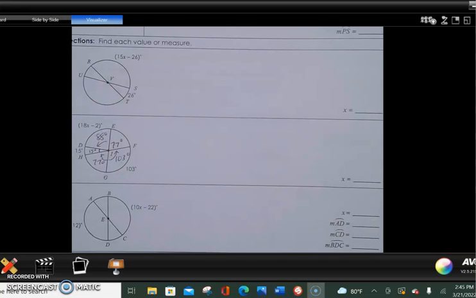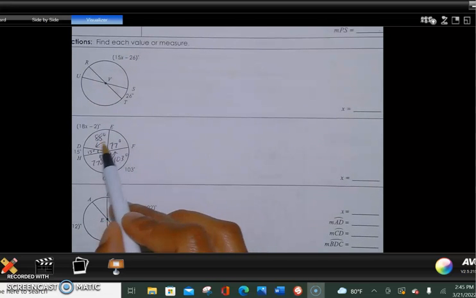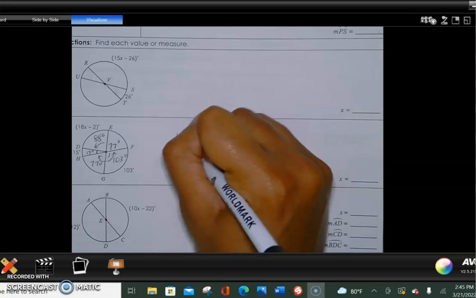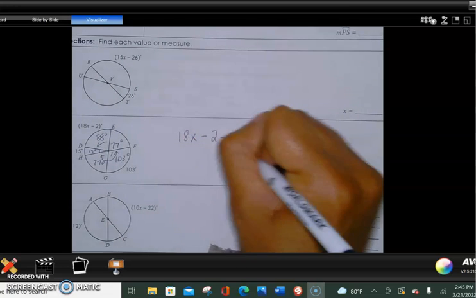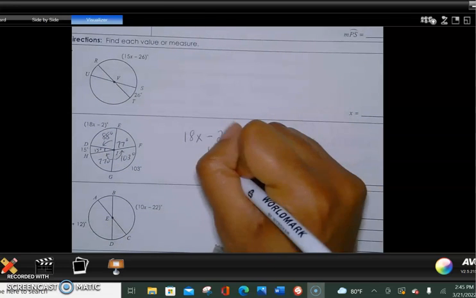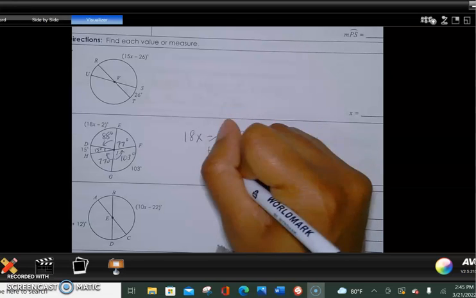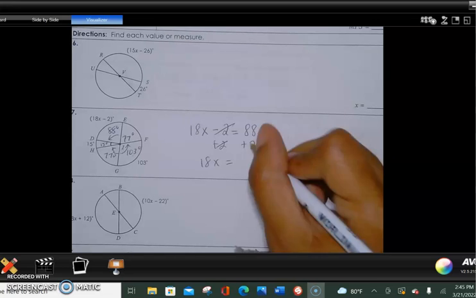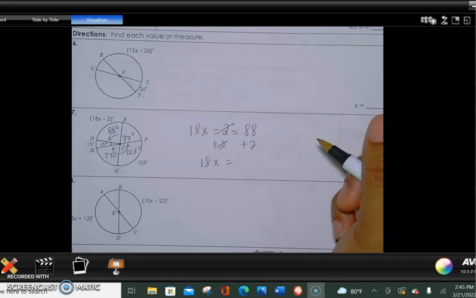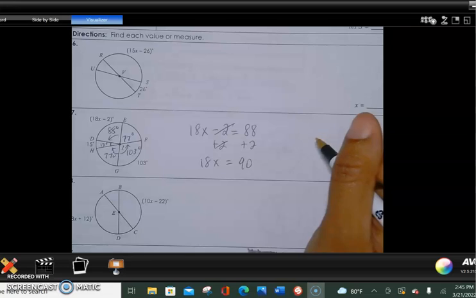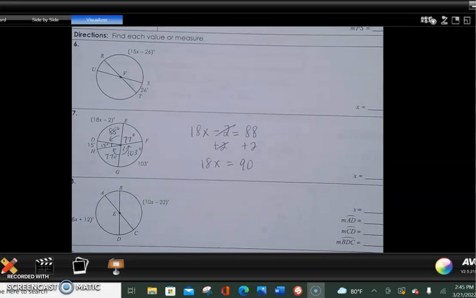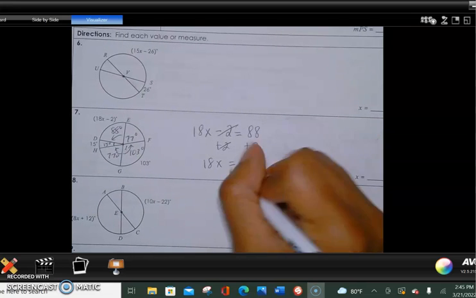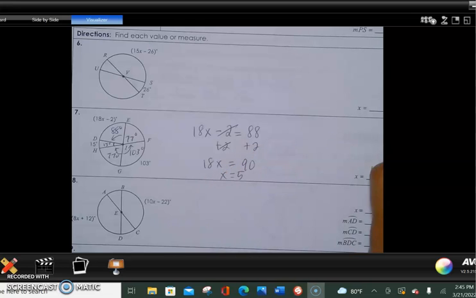Okay, now the question is, what is x? Well, we just found out that this piece is 88, so I'm going to take that expression, 18x minus 2, set it equal to 88, and solve for x. Make sure you take care of addition and subtraction first. So this will be 90, divide by 18 into 90, I get x is 5. Easy.